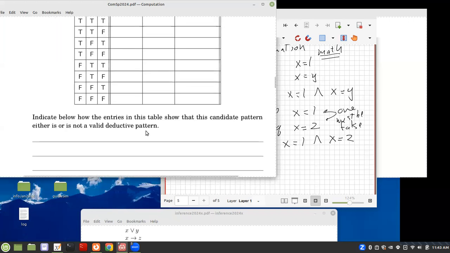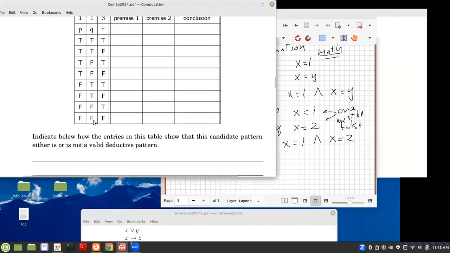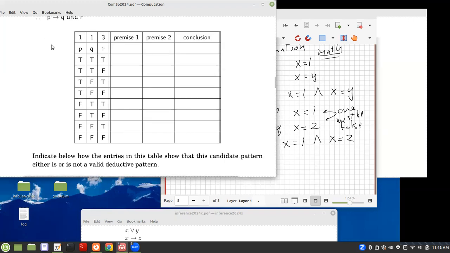The question is which rows in this table are relevant for determining whether this is a valid rule of inference. Not all rows are relevant, because if both premises are false, or if one of them is false and one of them is true, it doesn't matter what the conclusion is. It doesn't tell you anything. It's only the rows where all the premises, in this case both premises, are true. In those rows, you look and see if all the conclusions are true, then it's valid. If any single row with true premises has a false conclusion, it's invalid.